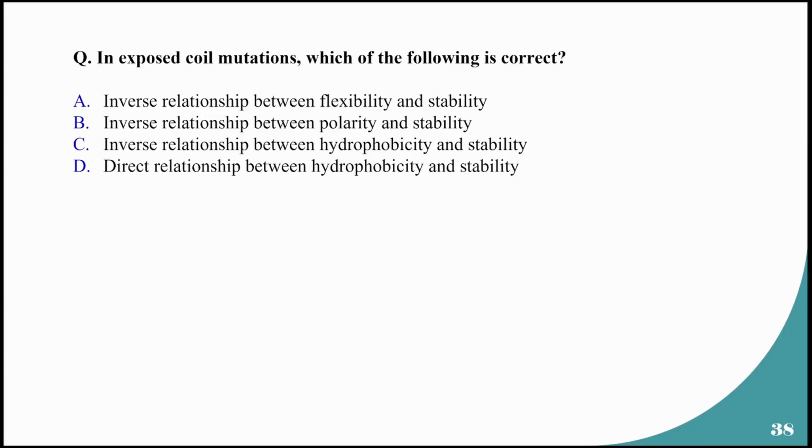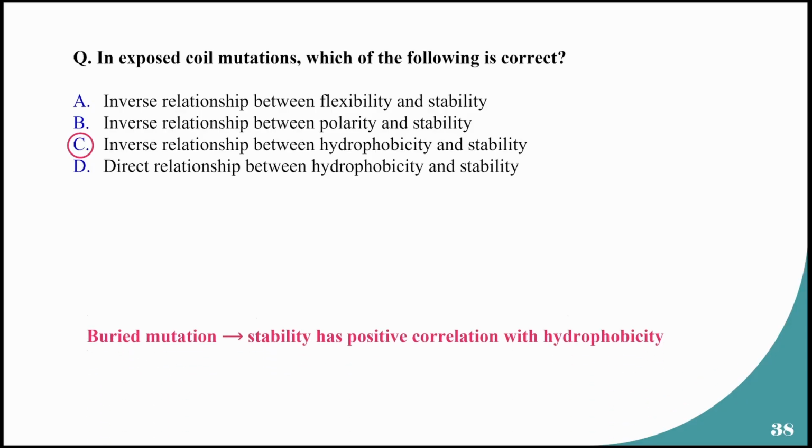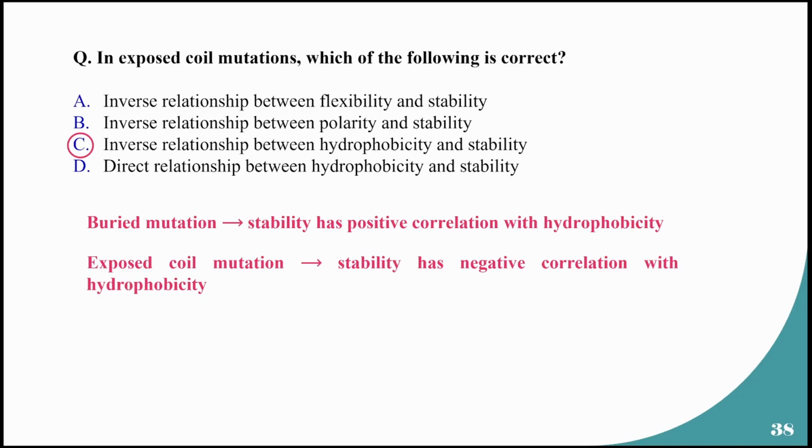So again, some other concepts related to mutations we can go through. For example, in exposed coil mutations, which of the following can be correct? Here, as you say, the answer is C in the chat. So there will be an inverse relationship between hydrophobicity and stability, right? So you can characterize the type of change in the characteristic of the mutations, for example hydrophobicity, and then what could be the relationship in that sense. Okay. So the explanation is here.